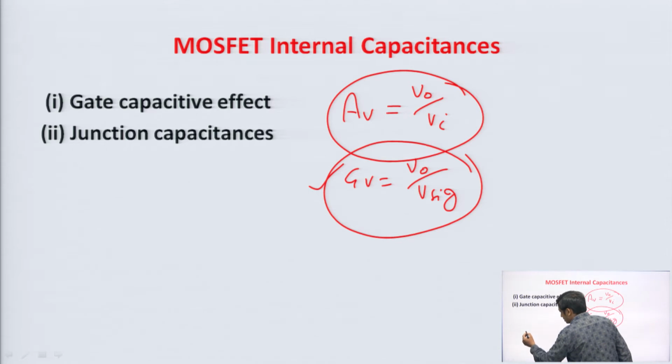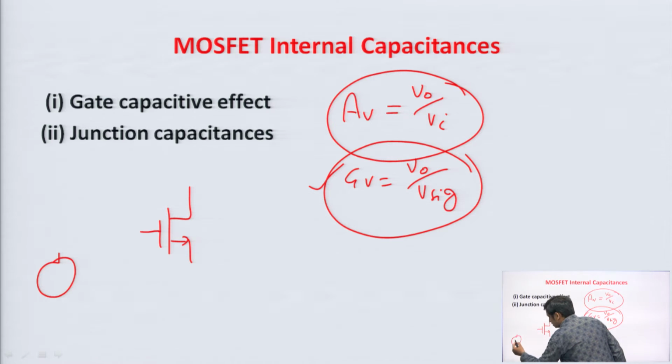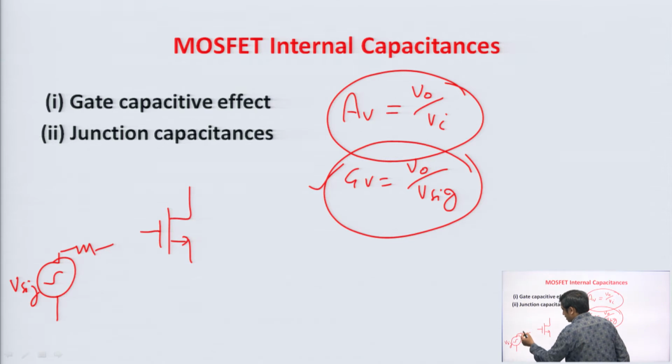Now, you can see the circuit here. This is your MOSFET, and the signal that is to be amplified is your V sig, and the internal resistance of this signal source is R sig. We give this signal to the gate of the MOSFET through a capacitor called the coupling capacitor. It is called coupling capacitor because it couples the input signal to the gate of the MOSFET.